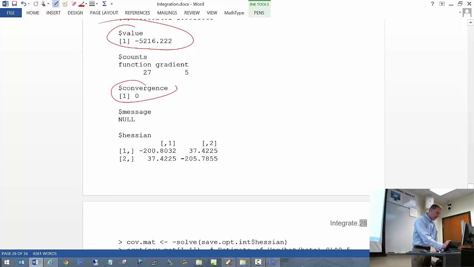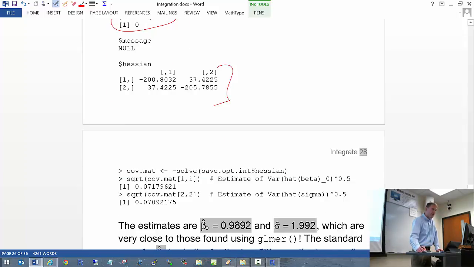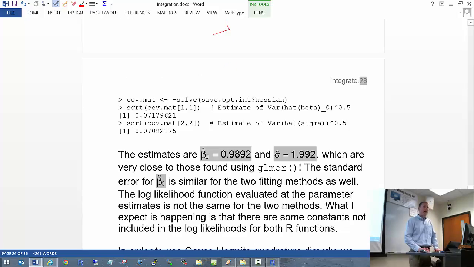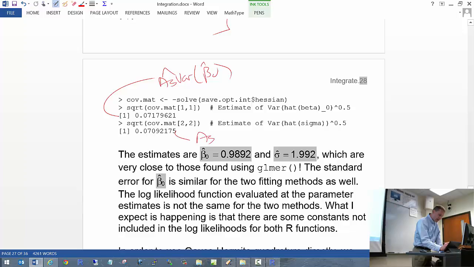Notice we had convergence. Here's my Hessian matrix. So if I take the negative of that and invert it, I get my corresponding estimated covariance matrix. So what we have here, 0.0717, is my estimated asymptotic variance for beta hat 0. And then we also have the estimated asymptotic variance for sigma hat as well.